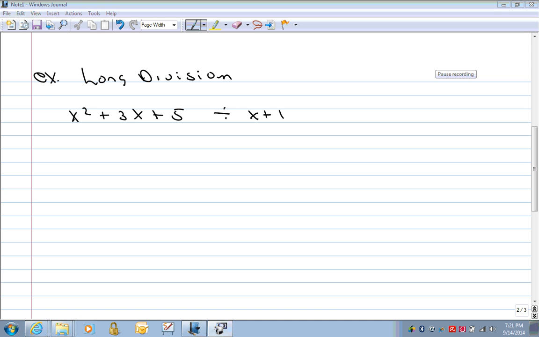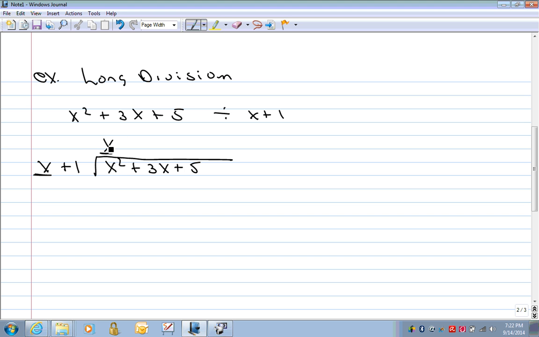In long division, we are given a polynomial, and this one happens to be in standard form with no missing terms. We have a squared term, a first degree term, and a constant, and we're dividing by x plus 1. We're going to set it up just like old-fashioned division. So we have x squared plus 3x plus 5, and we're going to divide by x plus 1. What we have to think about is to use the first term of our binomial. x times something gives me x squared.